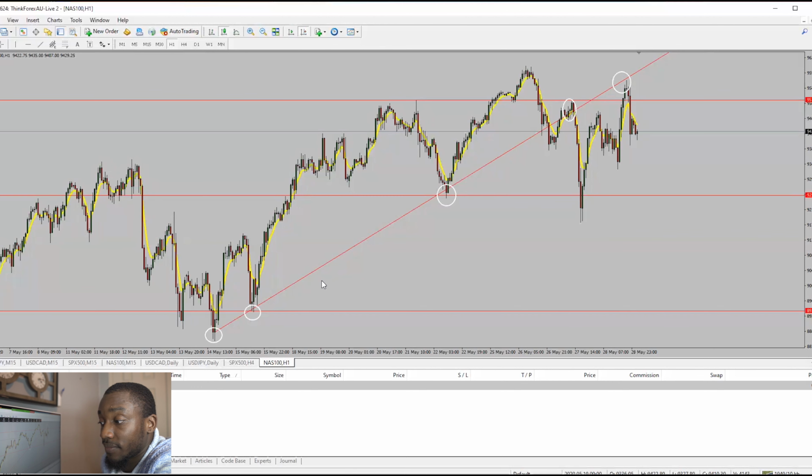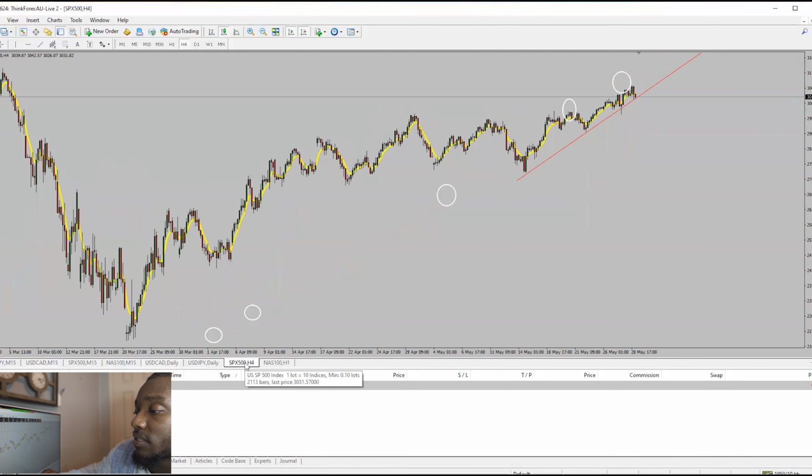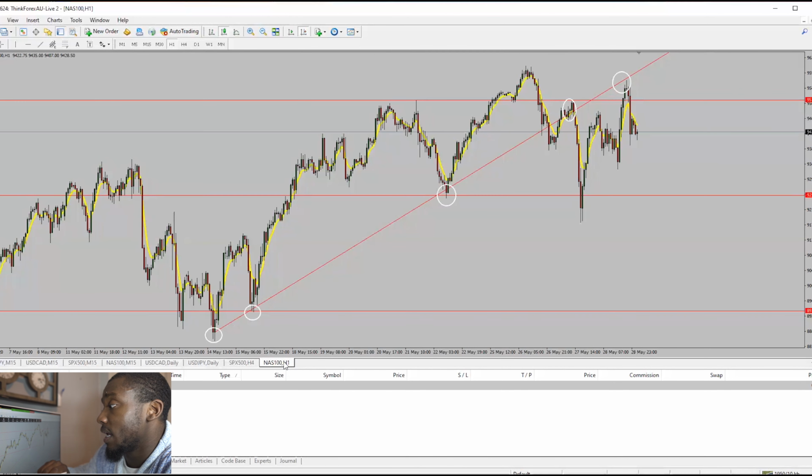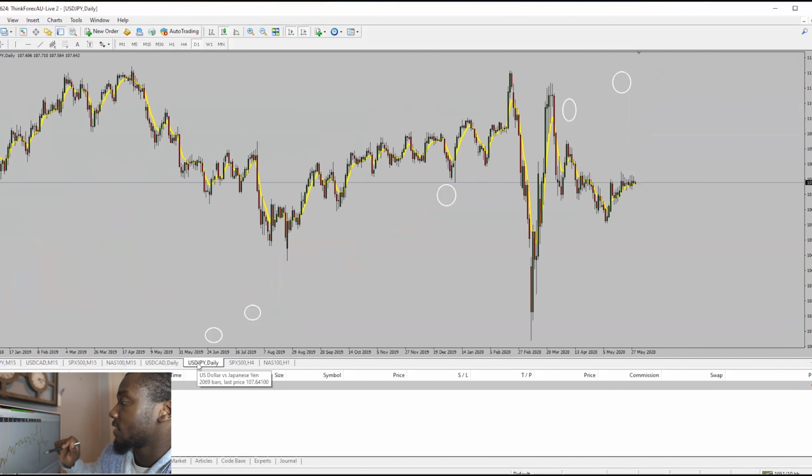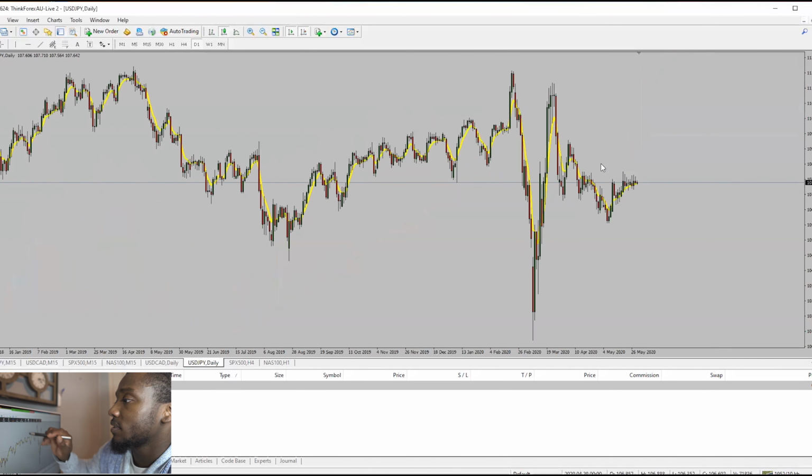All right, and that's it for trend lines. Showed you guys the 4-hour on the S&P, the 1-hour on the NAS, and like I said, due to current market conditions, market's very choppy. It's going sideways. As you can see, the Japanese yen, US dollar to Japanese yen here, literally completely going sideways.